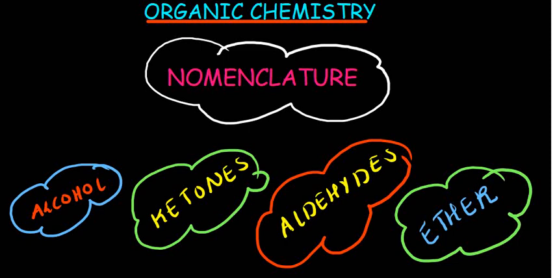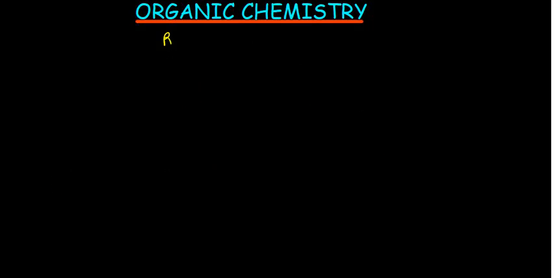We'll go over the nomenclature of alcohols, ketones, aldehydes, and ethers, starting with alcohols. Alcohols have a functional group, OH, which is a hydroxide attached to a chain of carbon atoms and hydrogens, or even some other groups. So starting with a very simple one.